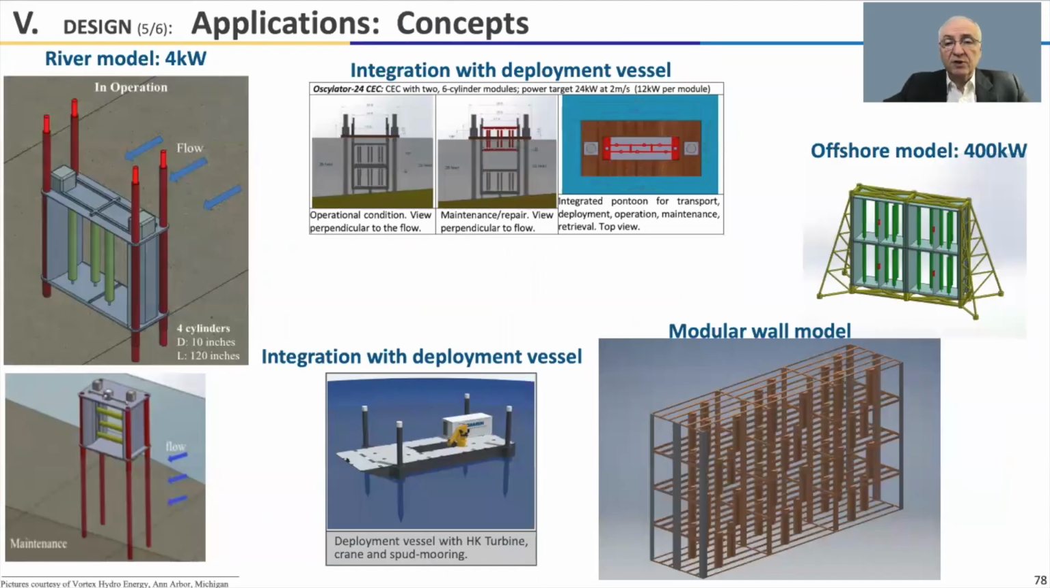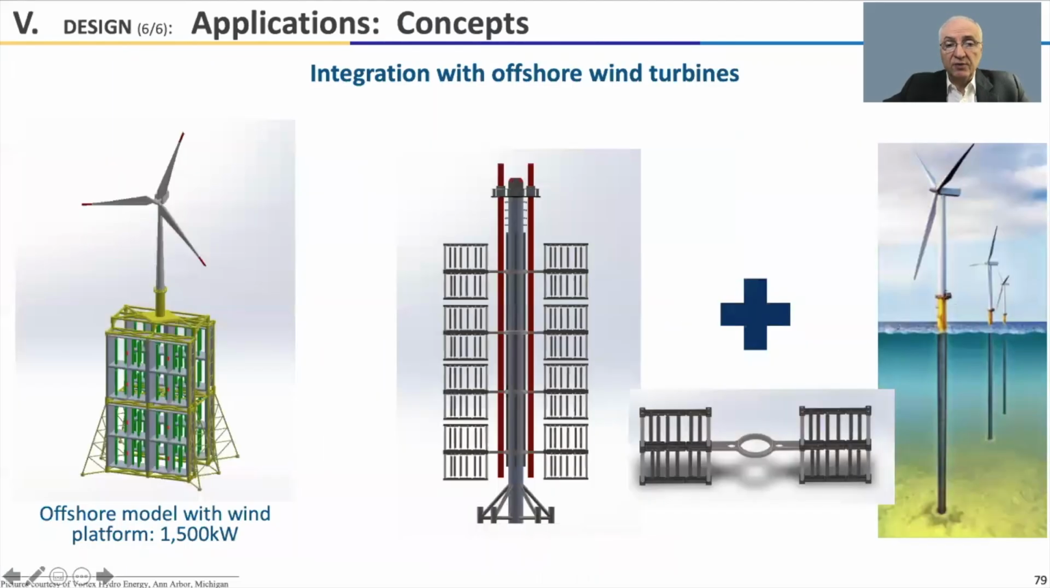There are lots of different designs that you can do. You can take the oscillators out offshore. You can have a wall in modular form where you can put several of those oscillators, or you can integrate it in with a vessel in order to move it from one location to another. Or probably what would be the most efficient is integrated with offshore wind turbines, because the infrastructure is in place, and you can definitely take advantage of the currents underneath the free surface.